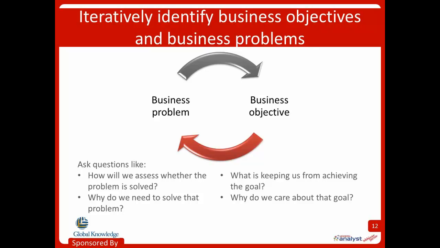If I'm trying to identify objectives, and I understand what the business problem is, then I can ask questions like, how will we assess whether the problem is solved? Why do we need to solve that problem? Those are going to help me find those measurable objectives. On the other side, if I have a business objective, maybe I already know what the objective is, then I can ask things like, what's keeping us from reaching that goal today? That would help me identify a more detailed business problem that I need to actually solve. Or I could work backwards and ask, why do I even care about that goal? To better understand the top level business problem or opportunity.